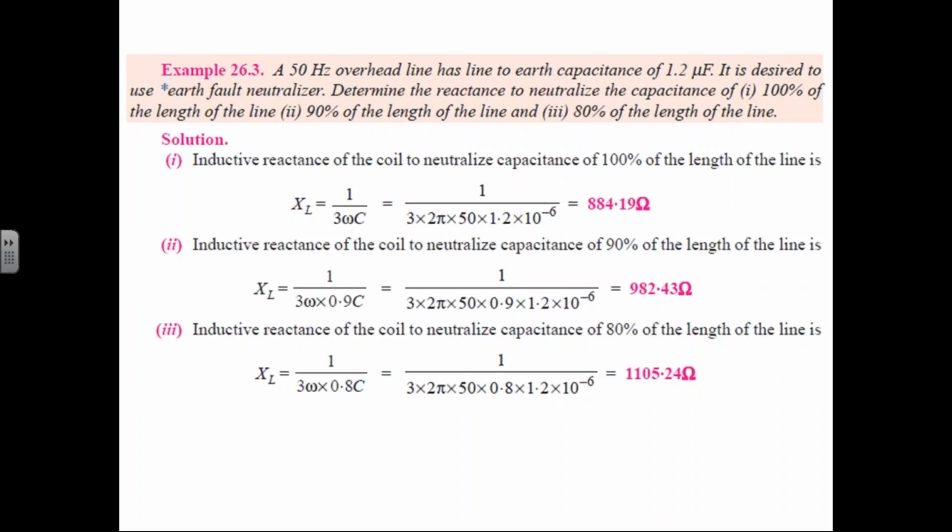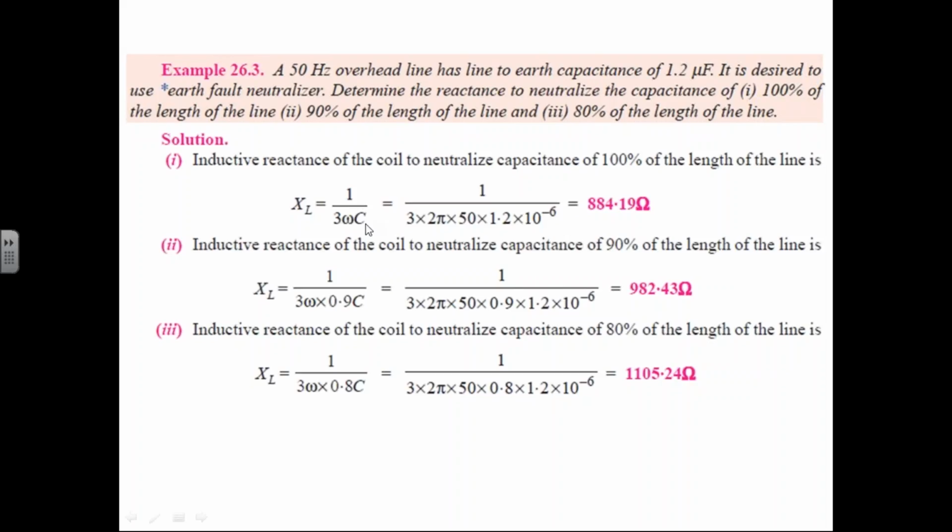So the formula is same, that is 1 by 3 omega C. In this, only the C will vary for the three different lengths, because capacitance is given as a distributed capacitance and its value is 1.2 microfarads. So for 100% it is 1.2 microfarads. Then for 90% it will be less than that. How much? 0.9 into 1.2. That is what here they are using in the place of C.